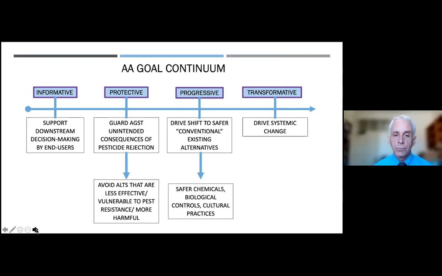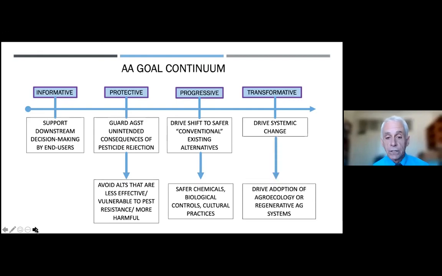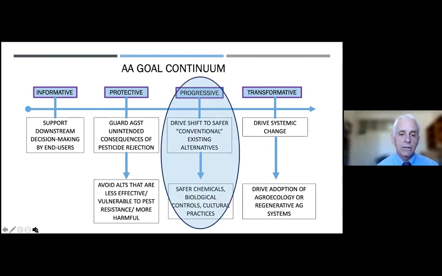And then lastly, you end up with an AA that's intended to drive systemic change. Here, the alternatives we would consider are approaches that incorporate agroecology or regenerative ag systems. And we're trying to push the system in that direction. So we've thought about this and which is the approach that we ought to use in California. Where we landed on this was we think that we should think about AAs in the regulatory setting here in California as focused on this progressive approach.